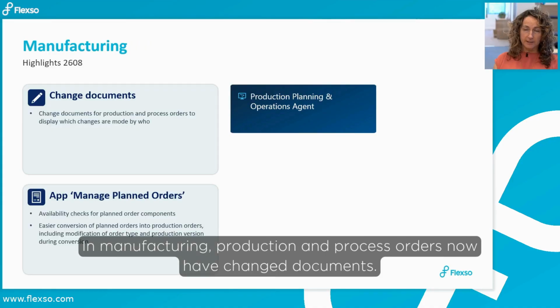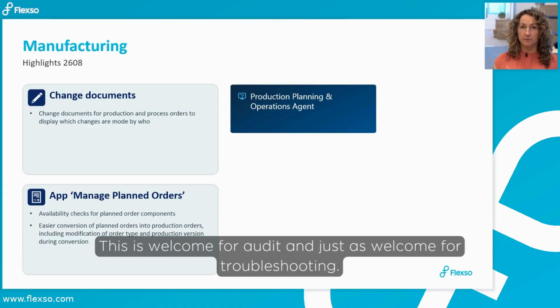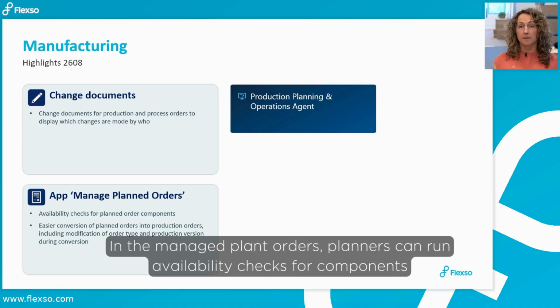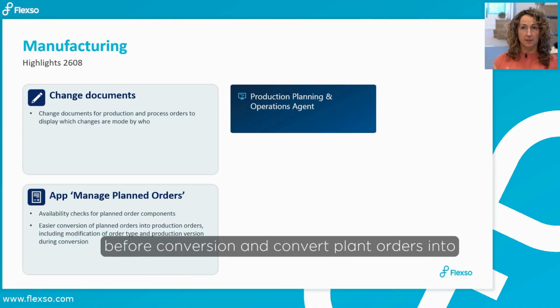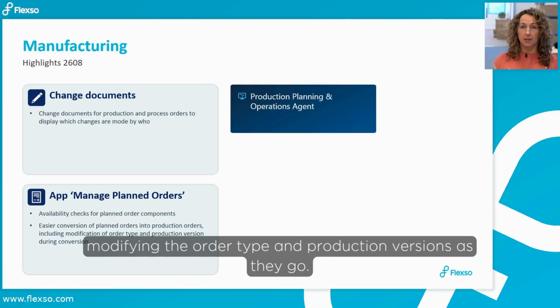In manufacturing, production and process orders now have change documents, so you can see who made which change and when. This is welcome for audit and just as welcome for troubleshooting. In the managed plant orders, planners can run availability checks for components before conversion and convert plant orders into process or production orders more easily, modifying the order type and production versions as they go.